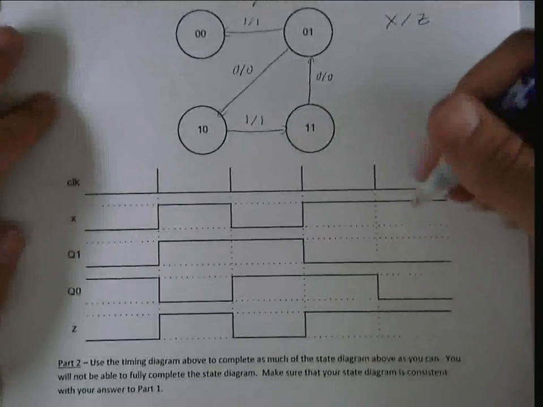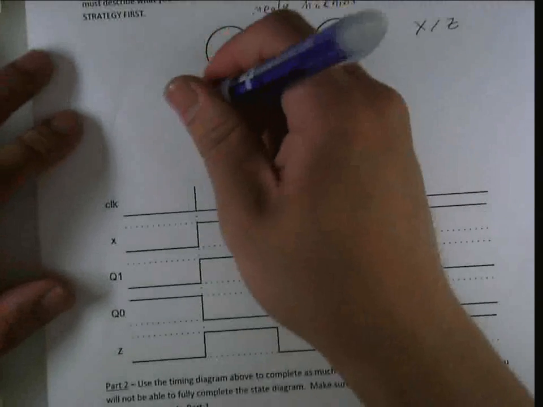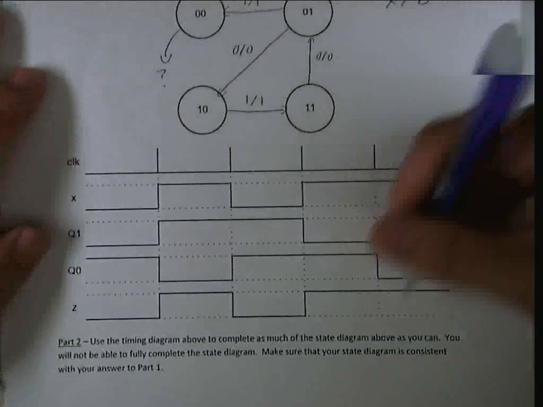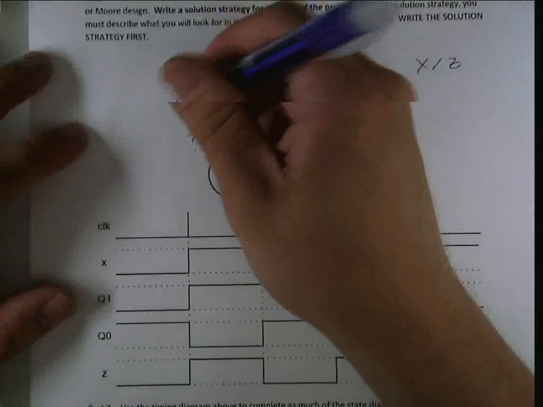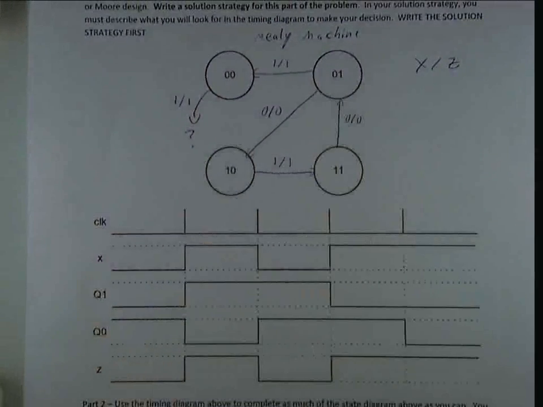And now we finally have one more arc transition. We don't know where it's going, but we do know how X and Z are related. So this is going to who knows where, but we do know that when X is 1, Z is 1. So 1/1. And that is as much information as we can derive from this timing diagram. So moving on.